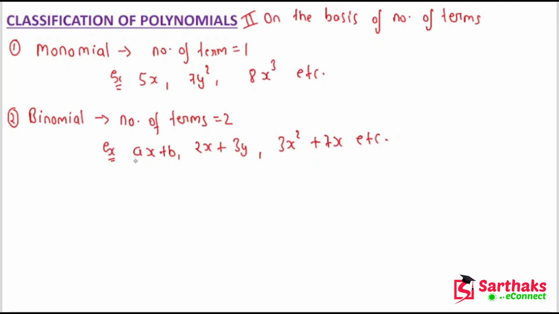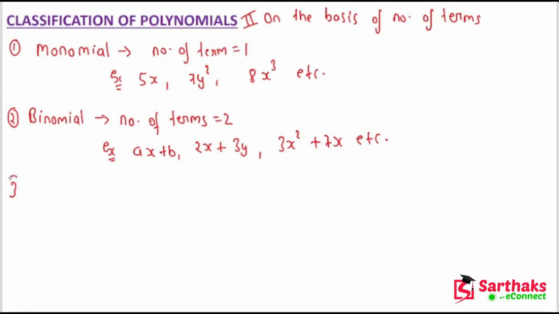It is a linear binomial, since its degree is 1, that is linear. So on the basis of degree, its name is linear. On the basis of number of terms, its name is binomial. So it is a linear binomial. Similarly, on the basis of degree, its name is quadratic polynomial, and on the basis of number of terms, its name is binomial. So this is a quadratic binomial.